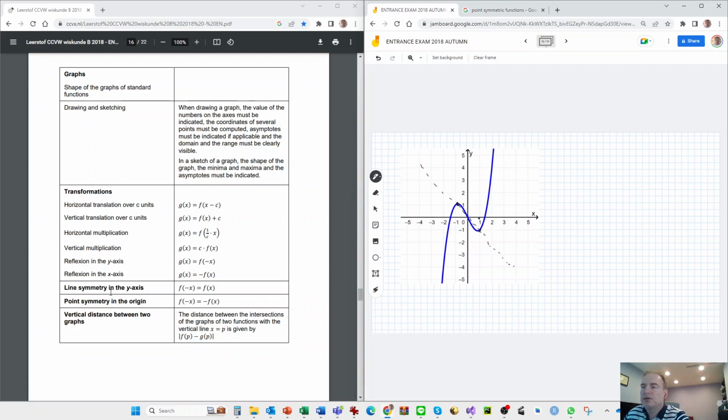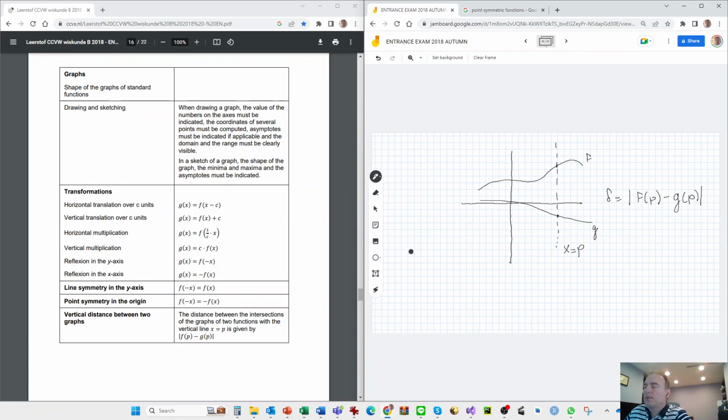And finally, the vertical distance between two graphs, two functions f and g, with a vertical line x equal to p, is f evaluated at p minus g evaluated at p, but then the absolute value, which is indicated here.